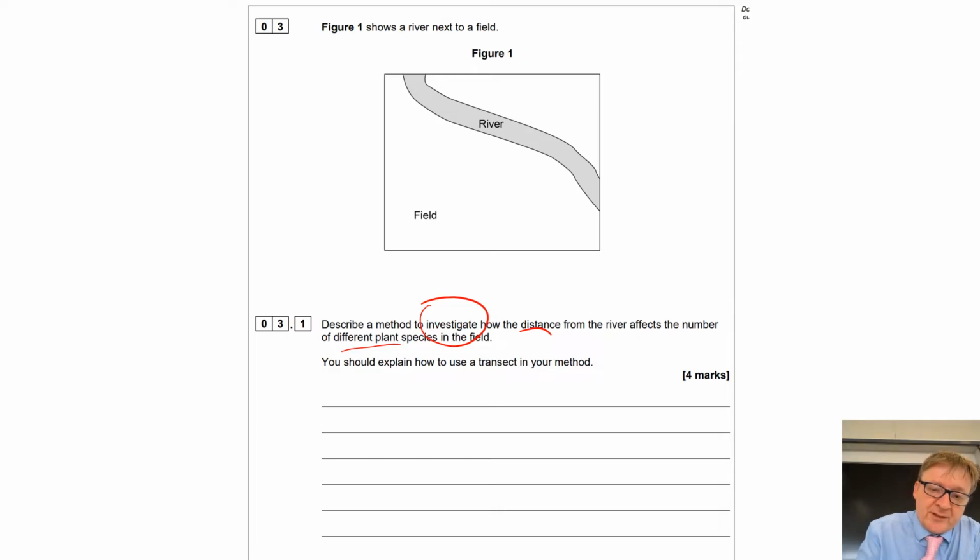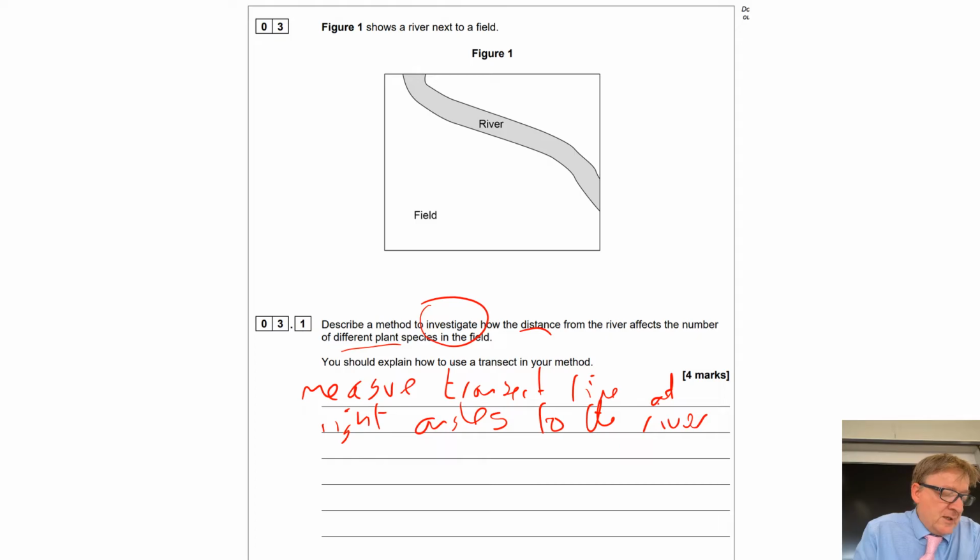So what we need to do is measure the transect line at right angles to the river. Then place a quadrat at intervals along the transect.